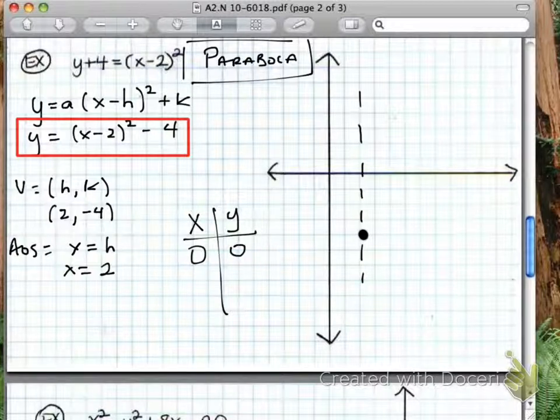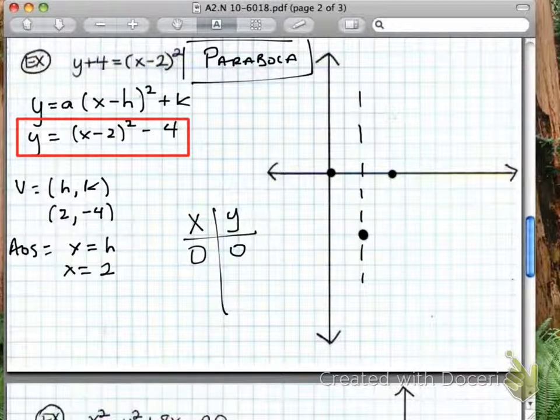So I can put a point on my origin. And the cool thing about that is because I have my axis of symmetry, I can go to the other side. 2 units from my axis of symmetry, go 2 units the other way, and there it is. Okay, I can put another point on there.